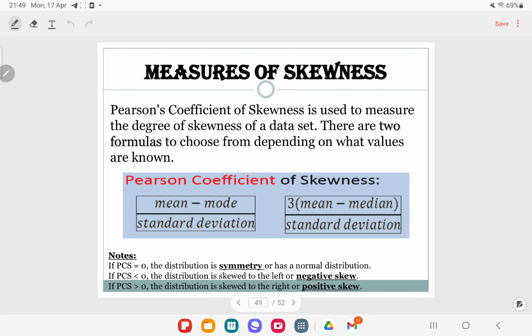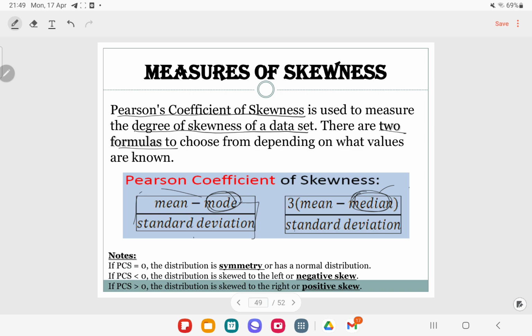Okay, and then by using the measure of dispersion, we can calculate the Pearson coefficient of skewness. It is used to measure the degree of skewness of the data set. Two formulas are used, depending on the known values, whether you have the value of the mode or the median. If the mode value is available, you can use this formula. And if the median value is available, then you can use this formula.